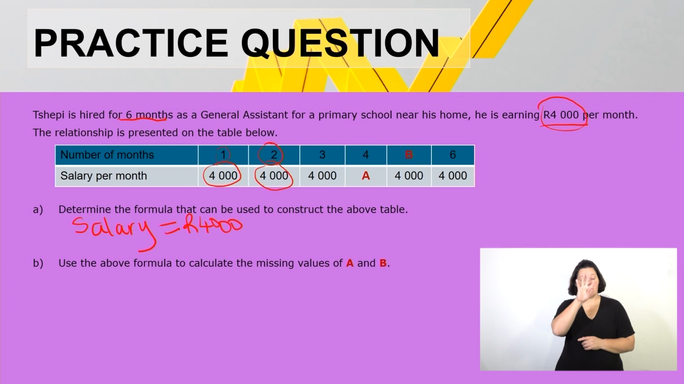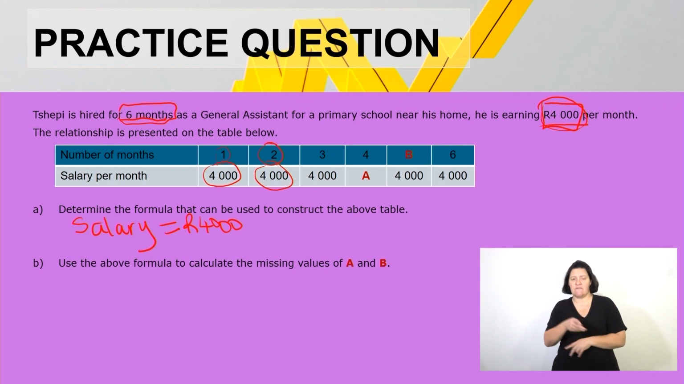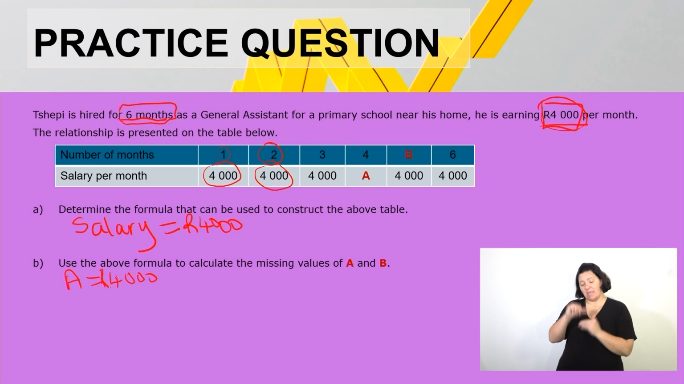Use the above formula to calculate the missing value A and B. Now, again, the answer is there from the given statement. Tshepi is hired for 6 months, and each month for the next 6 months, Tshepi will be paid 4,000 rand. So if you want to calculate the value of A, we know that Tshepi's salary, which is represented by A, will still be 4,000 rand in the 4th month.